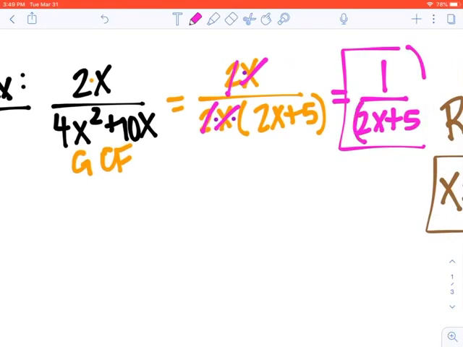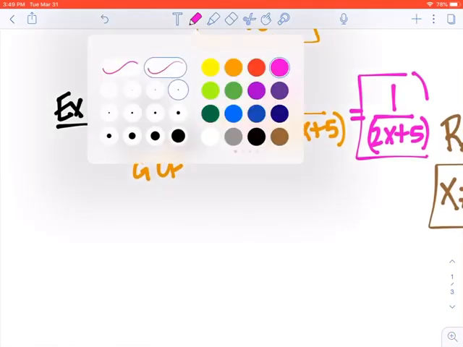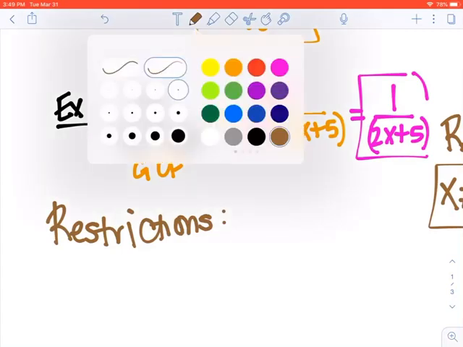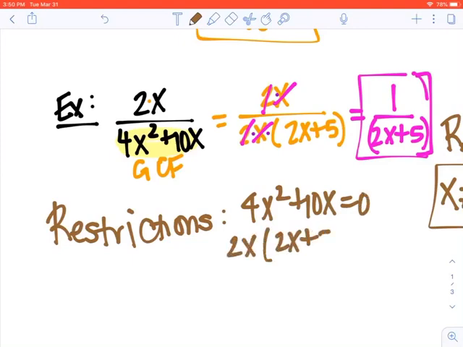Again, if you want to put 2x plus 5 in parentheses, you're more than welcome to. Okay? And then the last part for this problem are the restrictions. Okay? Don't forget about those. It's important to understand what x cannot be, so we don't plug those values in. Okay, let me fix that over here. Okay. So on our restrictions, it's where our original denominator is equal to 0. So that's 4x squared plus 10x equals 0. And we already have that factored, 2x and 2x plus 5.